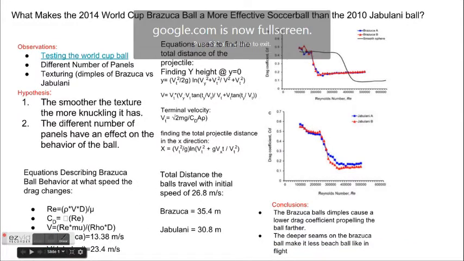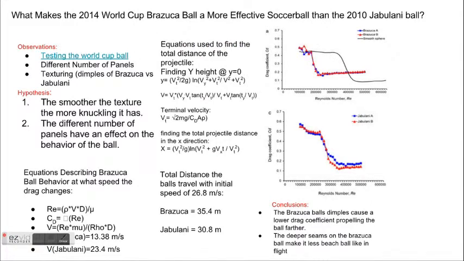Then we decided to find the total distance that each of the balls would travel regarding them as projectiles, using some of the previous information calculated, such as the drag coefficient, which is a function of Reynolds number, from the graphs as well. And we used this to find the terminal velocity, and then plugging all the information we know into these equations, you can get the total distance that each ball has traveled with an initial speed of 26.8 meters per second, which is the average velocity of a soccer ball kicked by a professional player. So the Brazuca ball was calculated to travel a distance of 35.4 meters, and the Jabulani 30.8 meters.